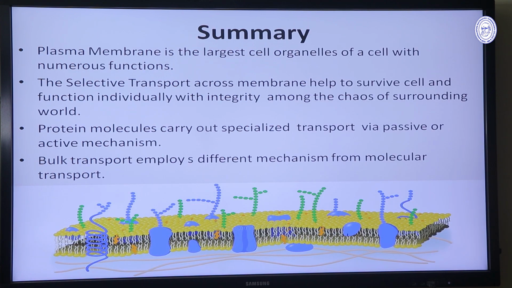To summarize the whole function of the plasma membrane, we can say that the plasma membrane or any kind of biomembrane is the largest cell organelle with many functions. Selective transport across the membrane helps the cell to survive and function individually amid the chaos of the surrounding world. Protein molecules carry out very specialized transport systems, via passive or active mechanisms, and if the cell needs some bulk transport, it can employ different mechanisms that differ from molecular transport.